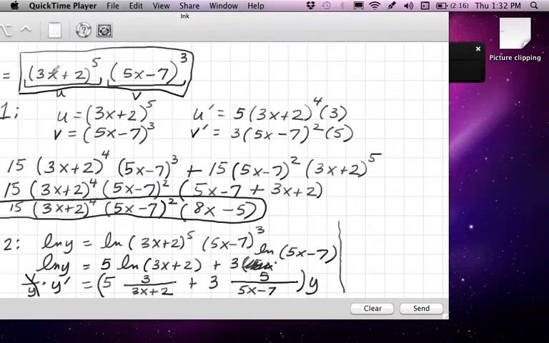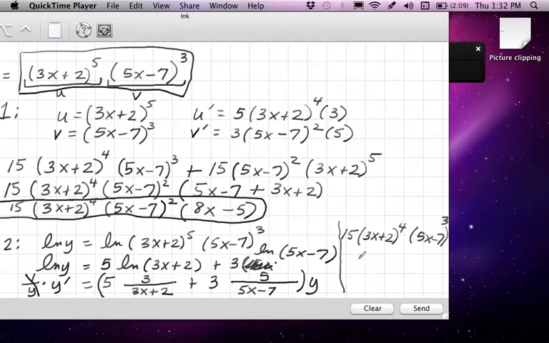And if I multiply through by this, (3x plus 2) to the fifth, and I have a 3x plus 2, you see I have a 15. And then when I multiply by this, one of these cancel with that, and I'm left with 4 (3x plus 2) to the fourth times (5x minus 7) to the third. That was dealing with the first one.